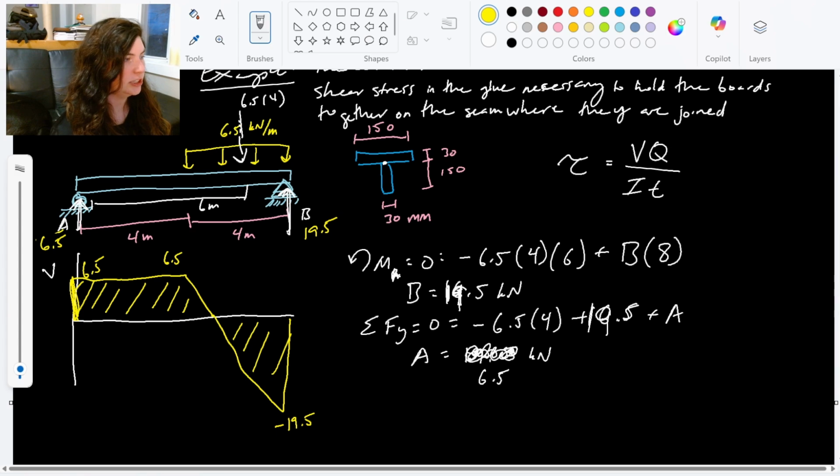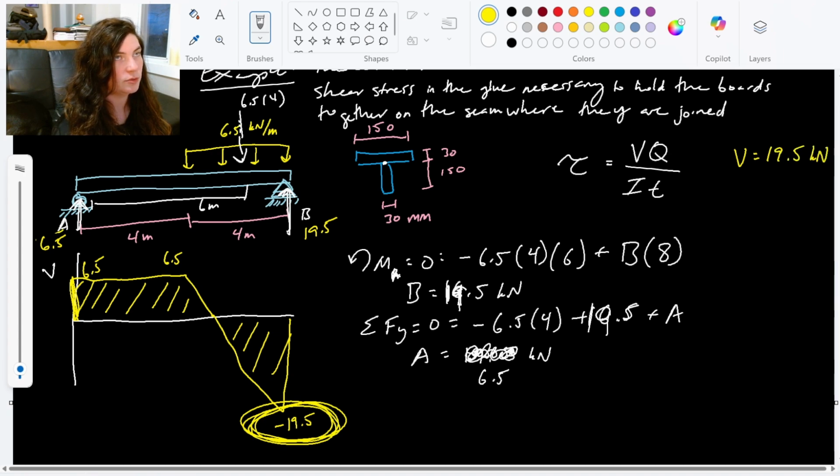So that's my shear diagram. And what this does is this gives me my max shear value, right? This gives me what the highest shear this beam is experiencing. The highest value of shear that this beam is experiencing is at that end B there. At the very end, this is the highest value of shear that we're seeing. Even though it's negative, it's still the largest value. So that tells us that our V for our equation is 19.5 kilonewtons. So that takes care of 1.